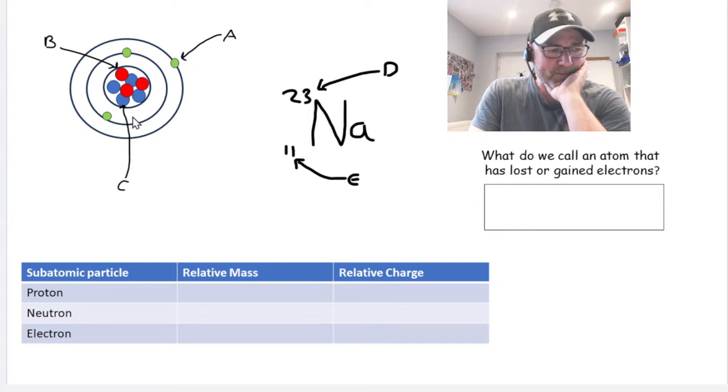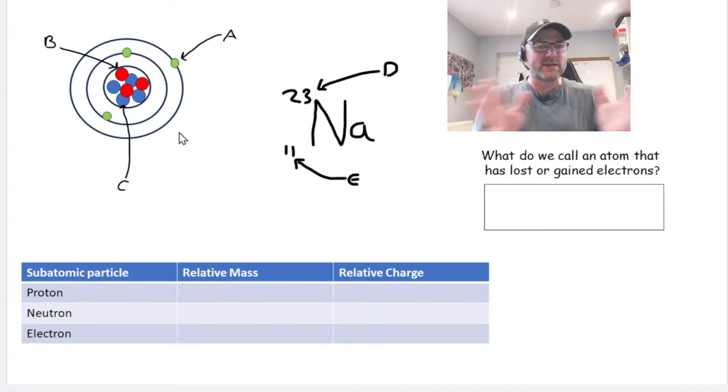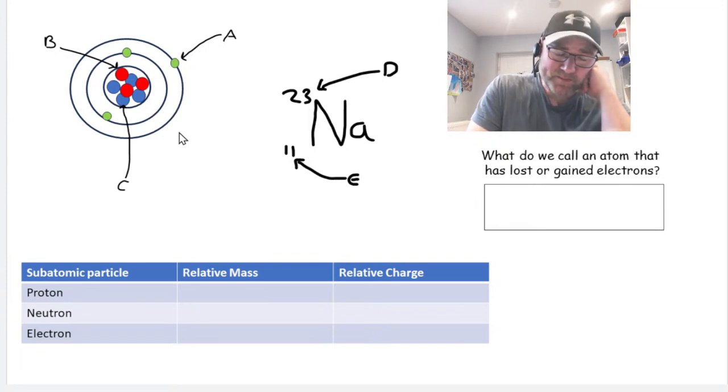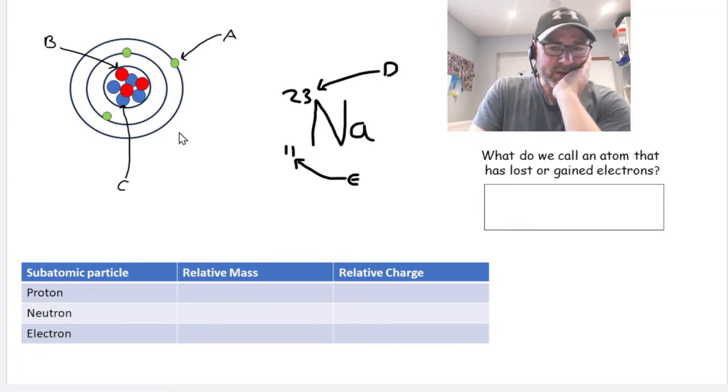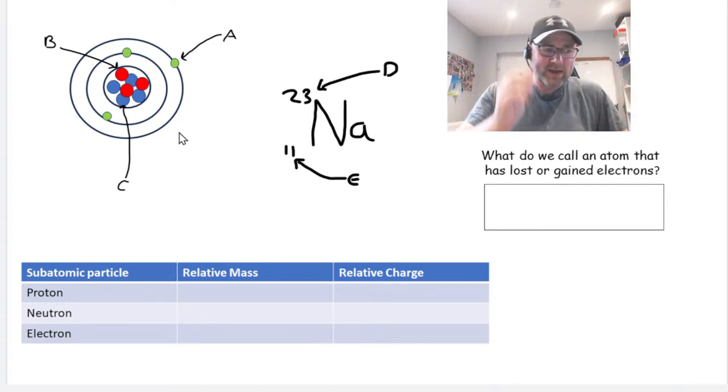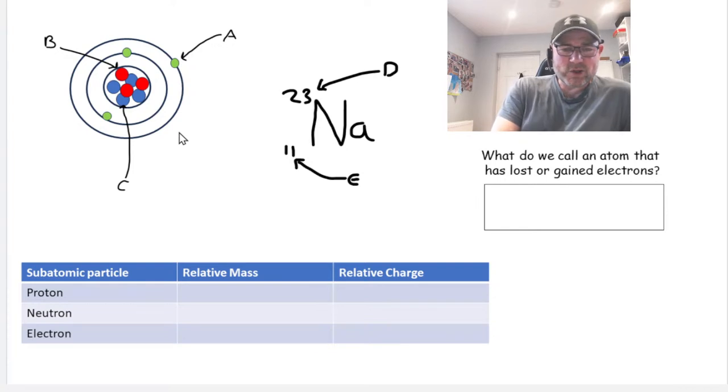So A, B, C. Anybody know what those particles are? Yeah, so we've got an electron. Nice one. What about B and C? Yeah, C's the neutron. Good, and B's the proton. So obviously you can tell that because there's three protons, three electrons. Right, what about D and E? If you were studying physics, you'd call E the proton number and D the nucleon number. But as it's chemistry, we call D the mass number and E the atomic number.